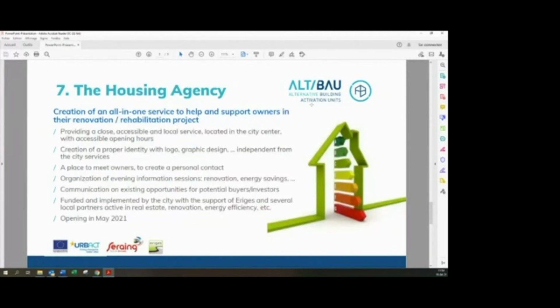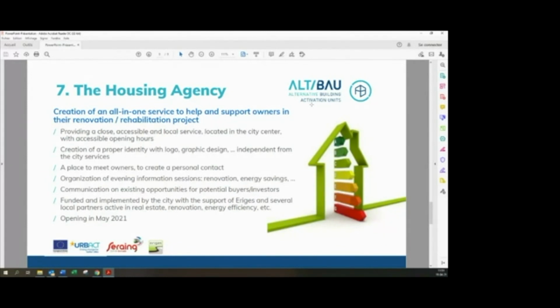And the last thing, the objective of the ALTBAU network, create this housing agency. So we are about to do it. It will be open in May 2021, next month. And of course, it will be a new opportunity to contact owners. We will provide a closed local service located in the city center with accessible opening hours. We will create a proper identity of this housing agency with a logo, graphic design, independent from the city service. It will really be a place to meet owners, and where owners can meet us and create a personal contact.